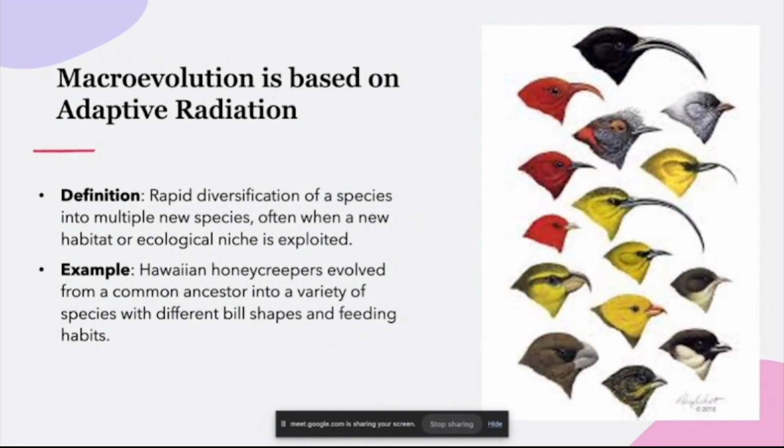And because of this, they had to go and find different habitats. And because they had to go and find different habitats, they also had to go and find different food sources. And because of this, their beaks changed in correspondence to what they were actually eating.